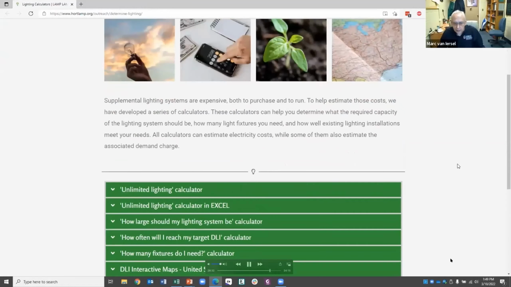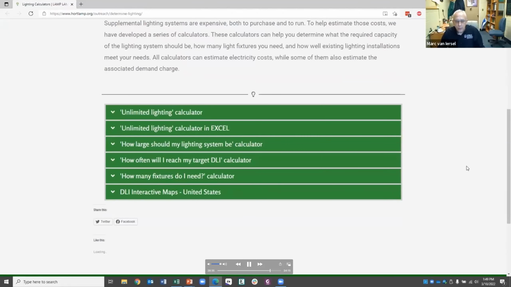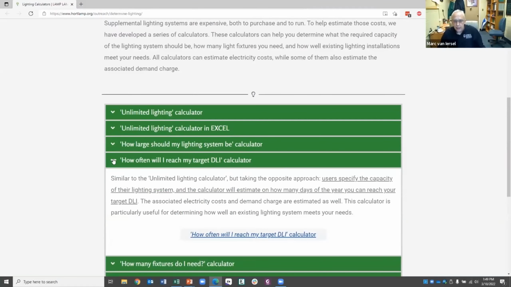Okay, so now we're back on the website, and I'll scroll down again. And so the other calculator that I think will be useful to the greenhouse industry is the calculator where you can enter the specific design of your lighting system, and this calculator will help you determine how often you will actually reach your target DLI based on that specific design, as well as estimate the electricity cost, including the demand charge. So let me go ahead and open this calculator.